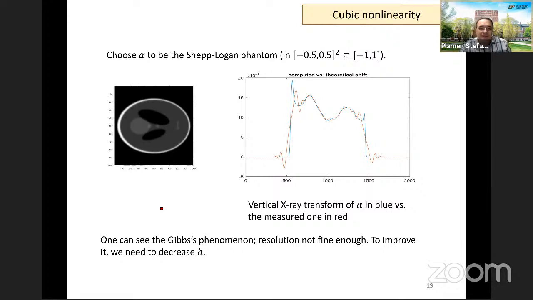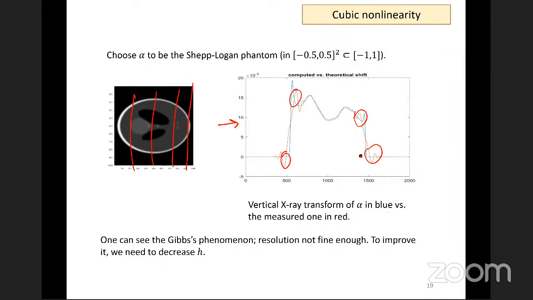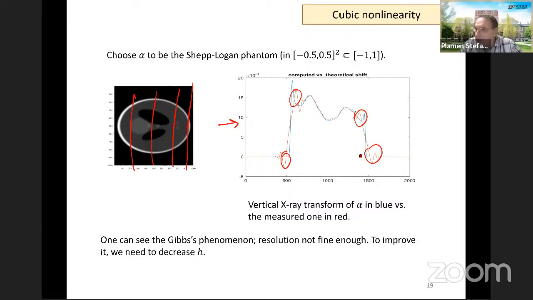Now you choose alpha to be the Shepp-Logan phantom, which is maybe a very strange choice for a nonlinearity. Usually the Shepp-Logan phantom is used in medical imaging, but anyway, you choose it to be that function, which is plotted here. And then you see here the computed versus the theoretical shift in this direction. In other words, what you really see is the X-ray transform in only the vertical direction. And you see that there's something like the Gibbs effect here. Yeah, you can expect that you don't have enough resolution to resolve really everything, but other than that, it doesn't look so bad.